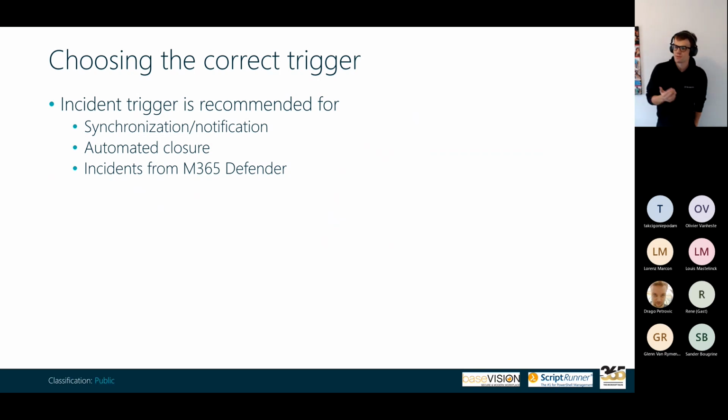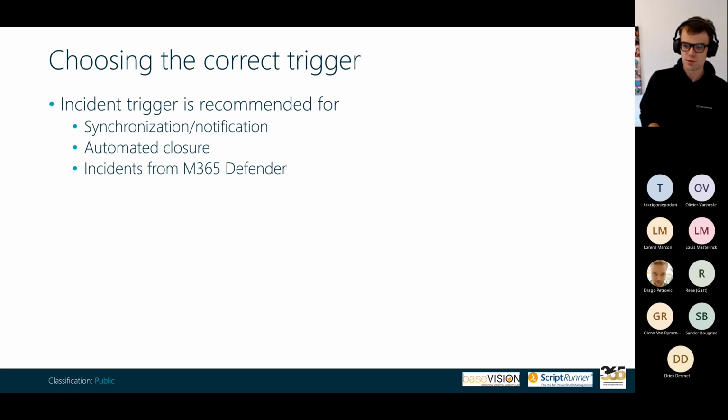Also, if you're talking about automatically closing an incident, you cannot close an alert. So automated closure will always happen based on an incident, not an alert. And also, when we're talking about alerts coming from the Microsoft 365 Defender connector, so all the alerts created in security.microsoft.com, they don't support an alert trigger. They will only support an incident trigger. And that's an important distinction to make. So all of the alerts are supported for the alert trigger, except the alerts coming from security.microsoft.com.